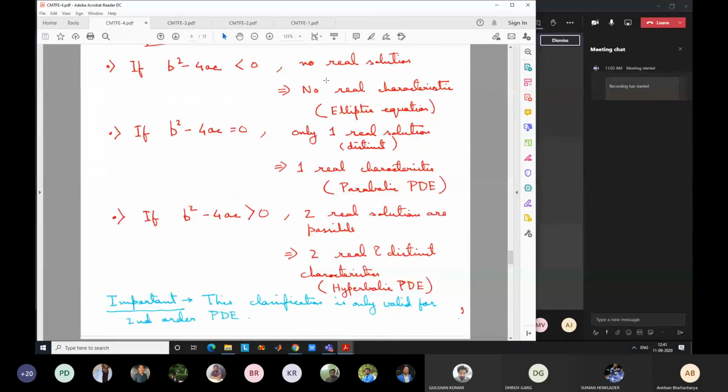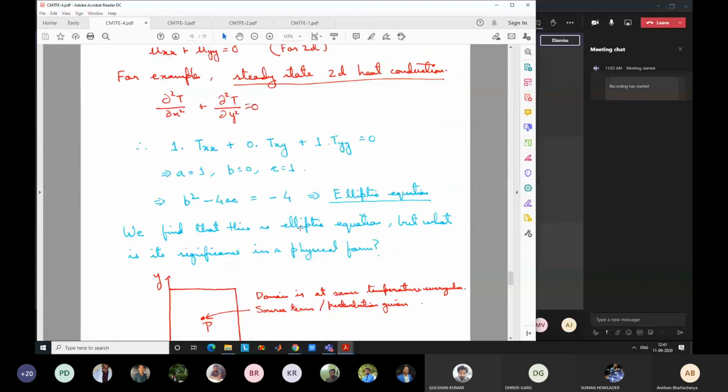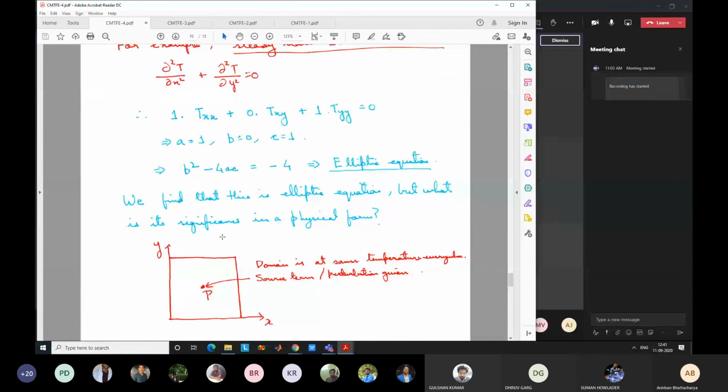So less than 0, no real characteristic, elliptic equation. Okay. This is an elliptic equation. So what? We find that this is an elliptic equation. What is the significance in a physical form? We can define that as an elliptic equation, but how does it bother us?